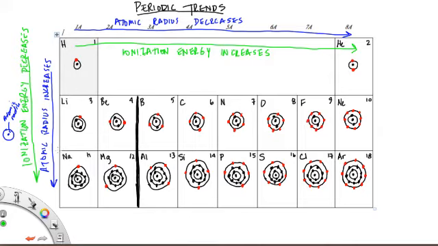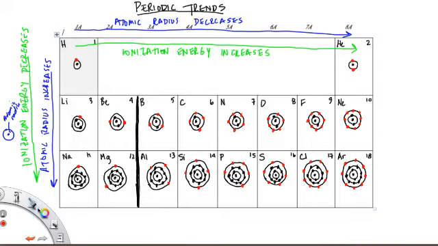When we think of the term ionization energy, I always think of it like the energy required to make an ion, removing electrons to make an ion, a positive ion. And that's one way you can remember what that term means.